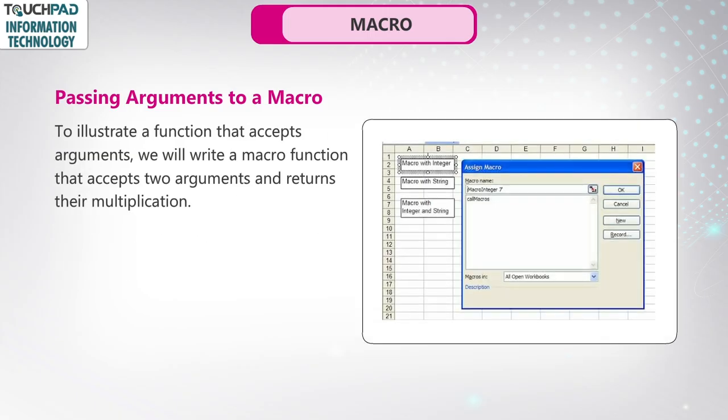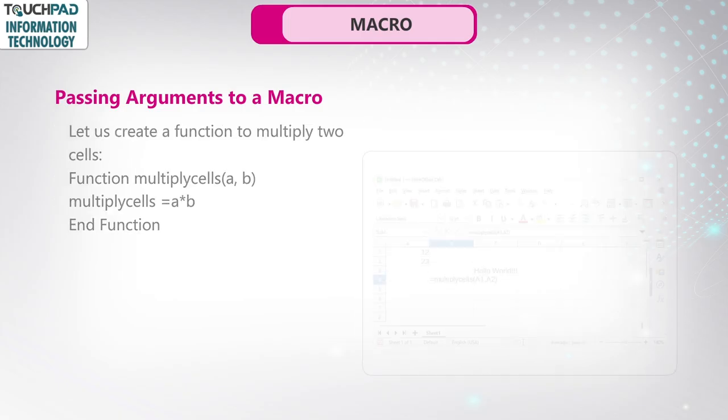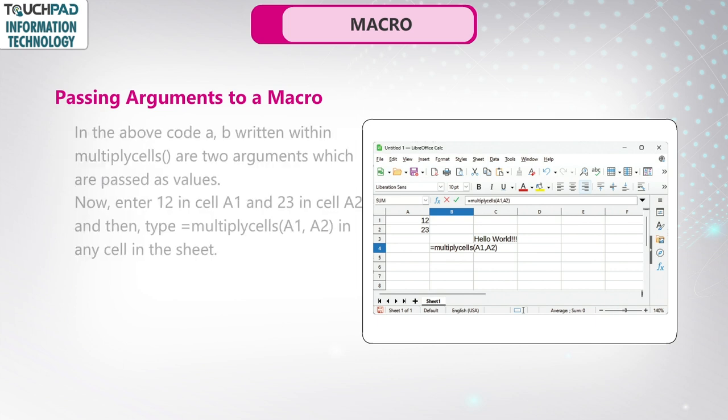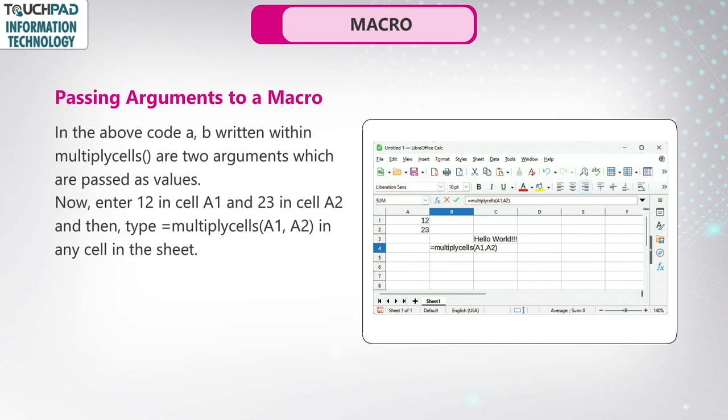To illustrate a function that accepts arguments, we will write a macro function that accepts two arguments and returns their multiplication. Let us create a function to multiply two cells. Function MultiplyCells(A, B). MultiplyCells = A * B. End Function. In the above code, A and B written within MultiplyCells are two arguments which are passed as values.